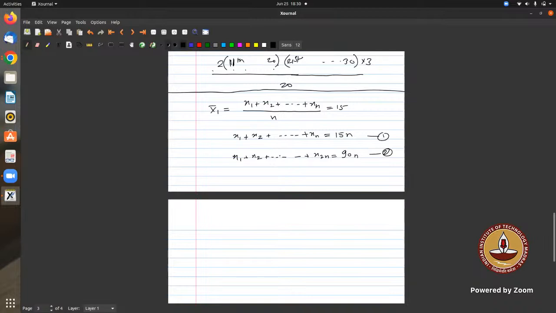So can you tell me what is the sum of xn plus 1 up to x2n? It is 75, equation 2 minus equation 1. Correct, right?